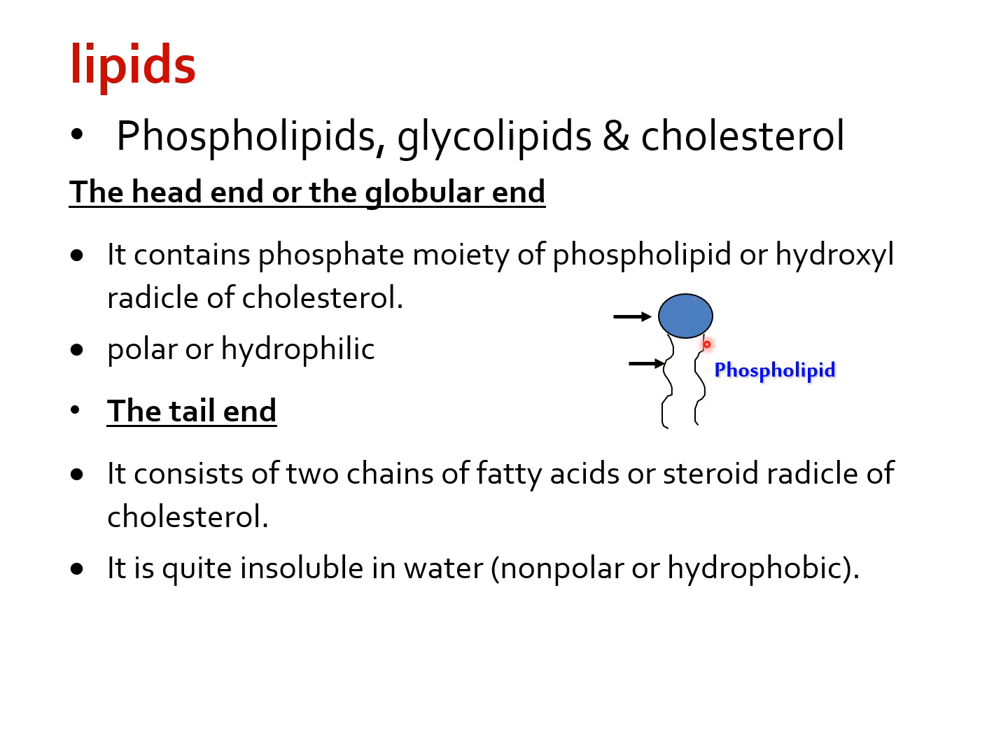And the tail end consists of two chains of fatty acids or steroid radical of cholesterol. It is not soluble in water, and it is negatively charged. So that is why it is also called as non-polar end and hydrophobic end. So non-polar hydrophobic tail ends are directed towards the center of the membrane, whereas the polar hydrophilic ends are directed towards either side of the cell membrane.